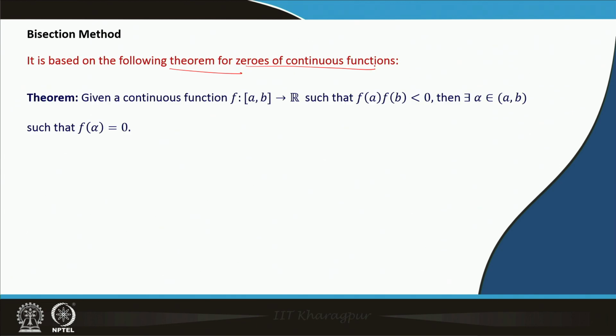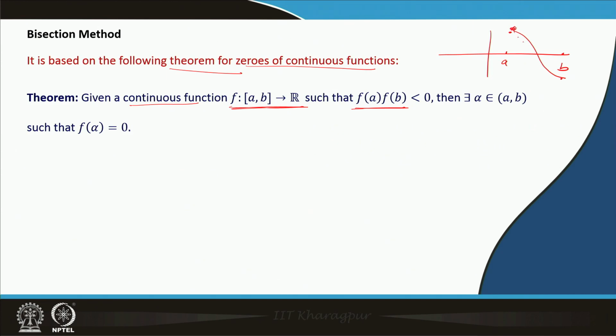functions. What is this theorem? Given a continuous function f from [a, b] to R, such that f(a) f(b) is less than 0. So, the product of the value of the function at a and at b is negative, and that indicates the following. For instance, this is a and this is b. One, for example, is positive and the other is negative, or it can be negative at a and then positive at b. So, the product is always negative. One of them is positive and the other is negative, only then this is possible.